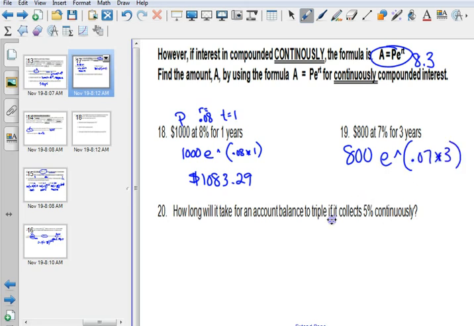And I'm going to skip ahead to the next one. How long will it take for the account balance to triple if you're going to collect 5% continuously? Now again, they didn't tell you how much money you invest, and I don't think it matters, because if it's going to triple, it'll always be in a 3-to-1 ratio. So I'm going to write it like this.